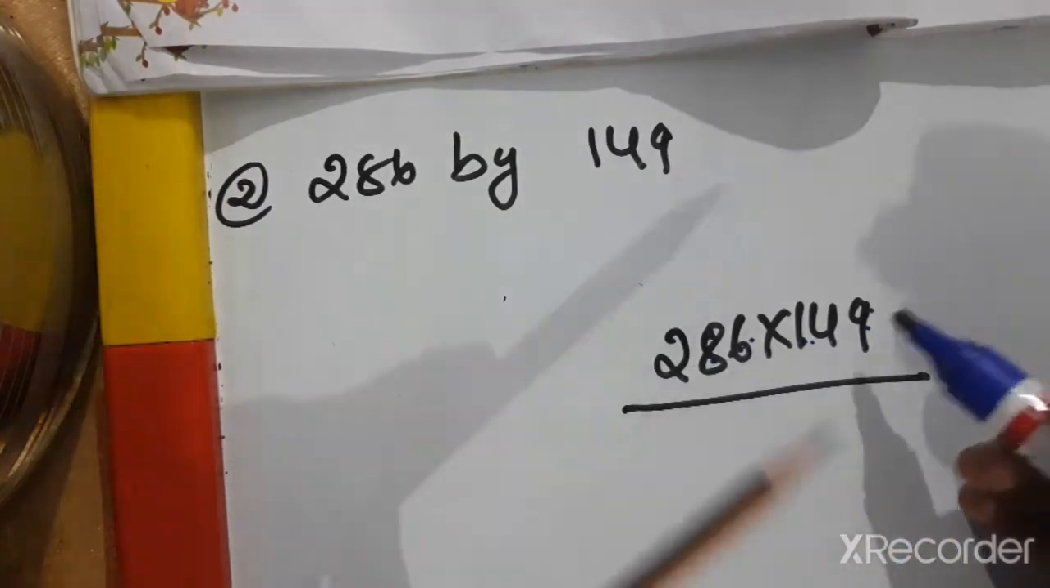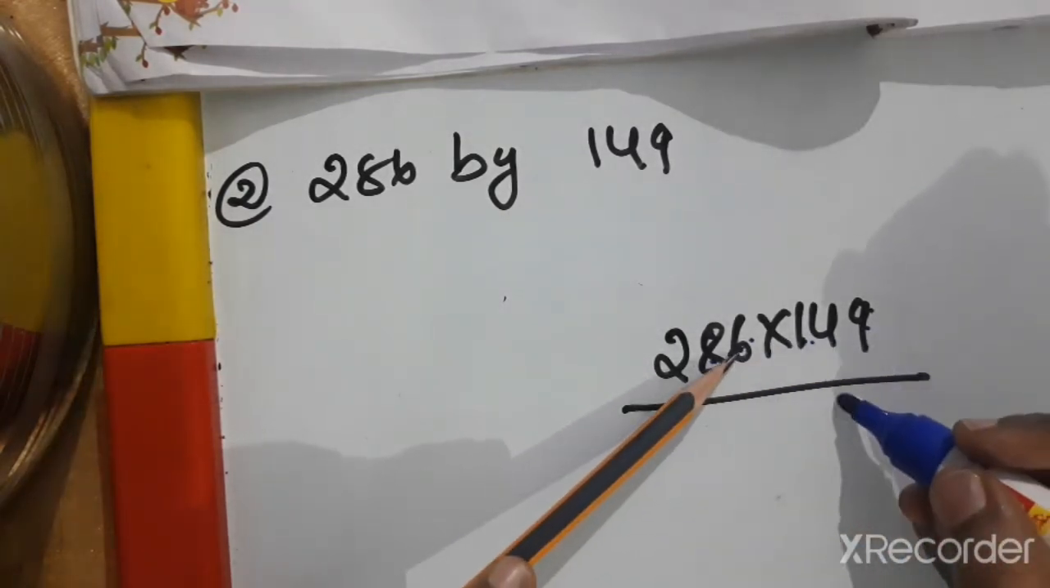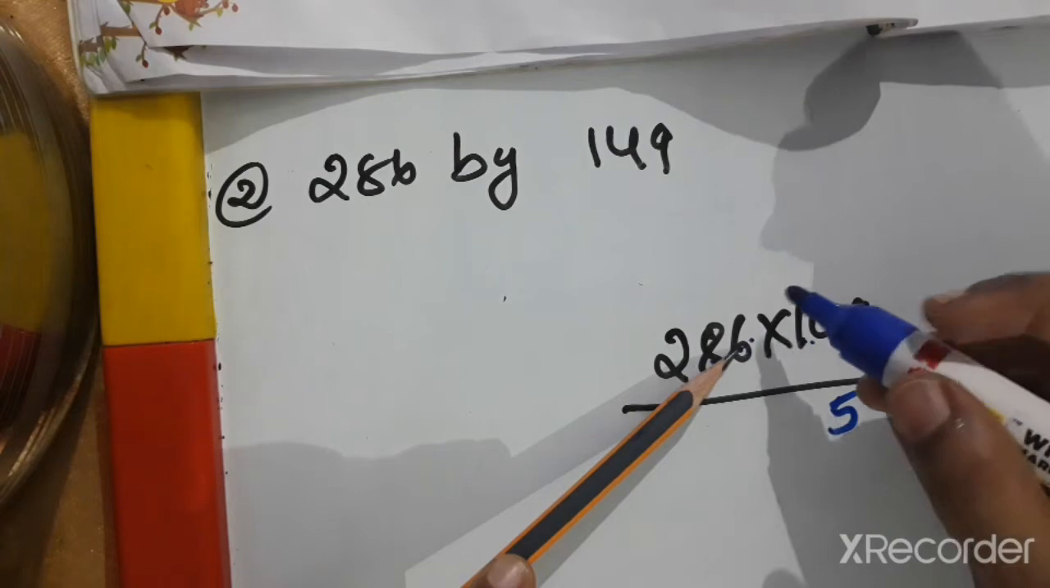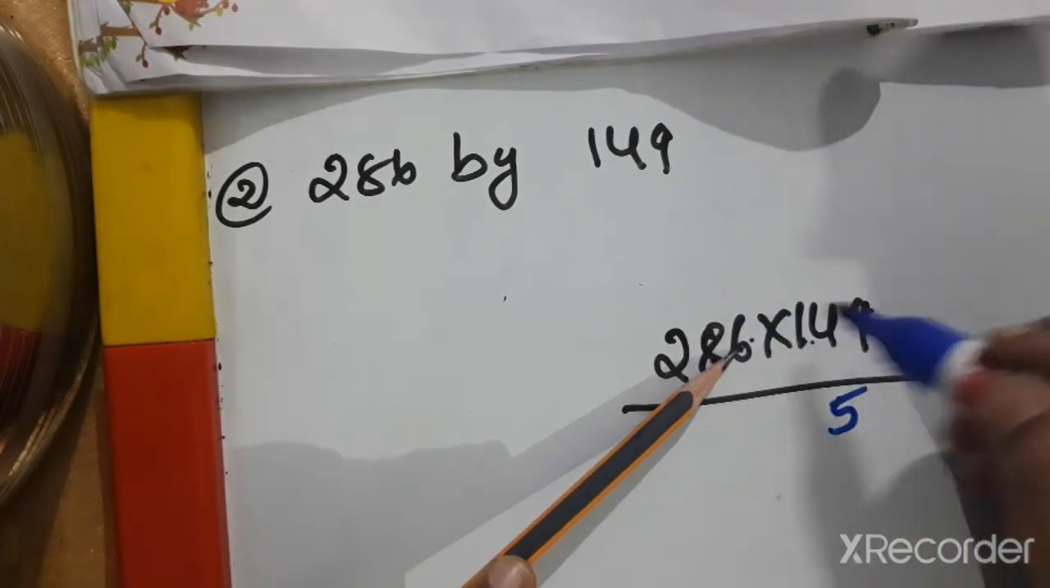So multiply: 9 6s are 45. So you should know tables properly, otherwise you can't do multiplication, children. 9 6s are 45.